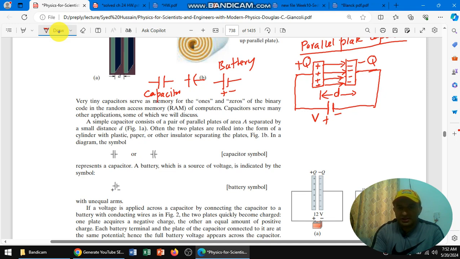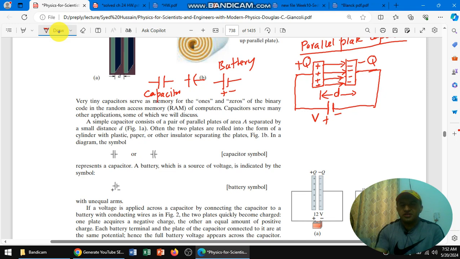The positive and negative plates attract one another. The negative plate attracts the positive plate, and the positive plate attracts the negative plate. But as there is a space between them, there is an infinite resistance between them. So the charge will not leave the capacitor plates until you discharge it. This is the charging process. When you connect a battery of voltage V, the charge is stored on the capacitor.